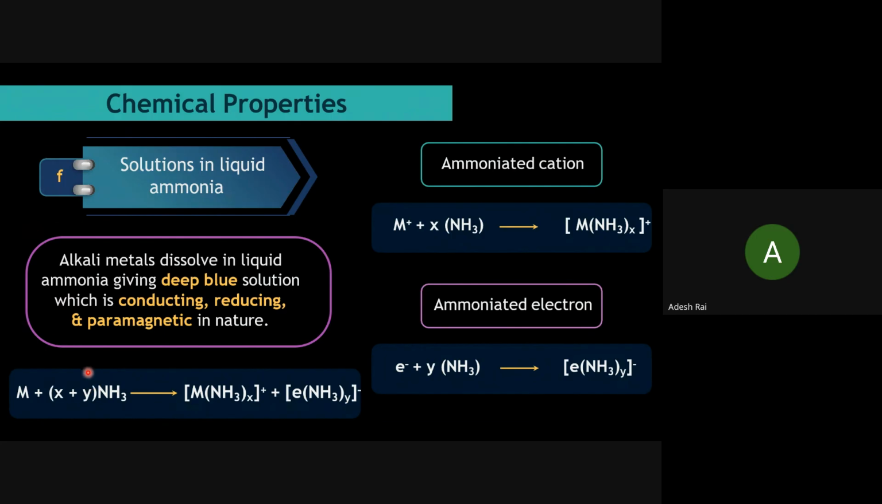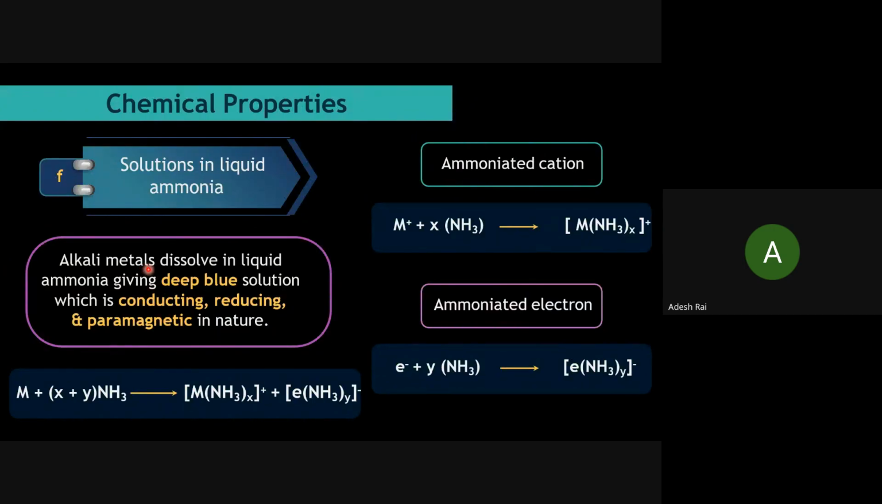So, when an alkali metal is dissolved in liquid ammonia, can you see this reaction? Metal with liquid ammonia, what do we get? We get ammoniated metal ion and ammoniated electron. This ammoniated electron which is present is an unpaired electron, right? And whenever there is an unpaired electron, it is called paramagnetic in nature. So any species having an unpaired electron will be called paramagnetic. What will it be called, guys? It will be called paramagnetic. Understood?